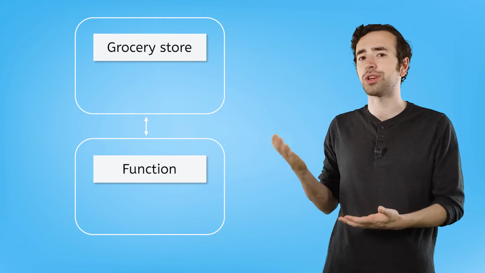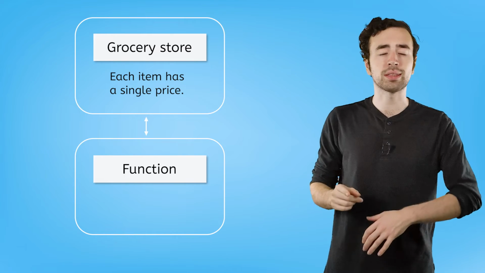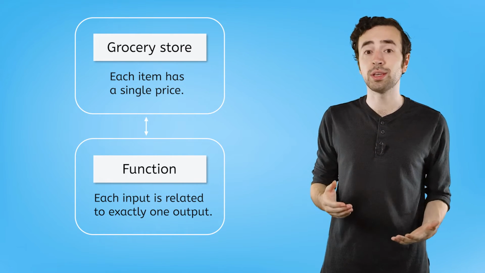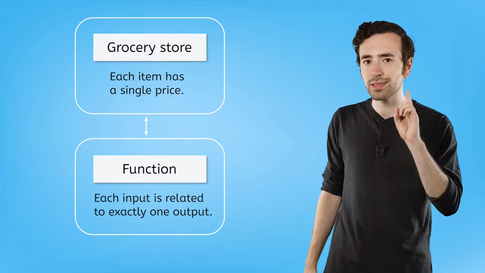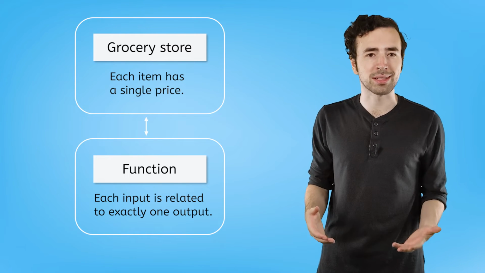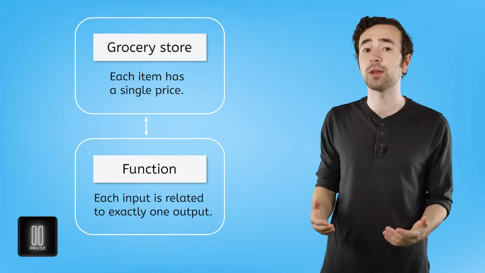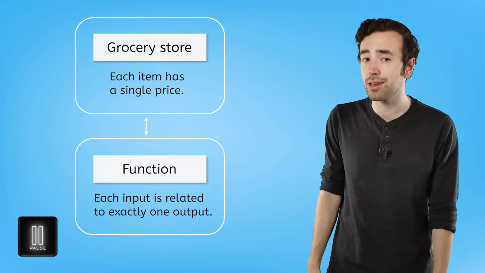So you can think about functions kind of like a grocery checkout system, where each item has a single price. Translated into math, each input is related to exactly one output. Now, take a moment to practice this concept with the grocery checkout activity. Pause here, give it a go, and we'll review the answers together back here when you're ready.